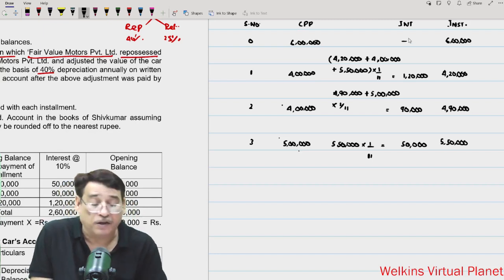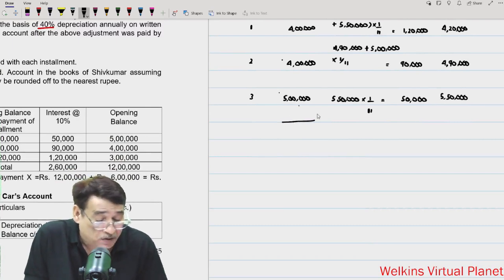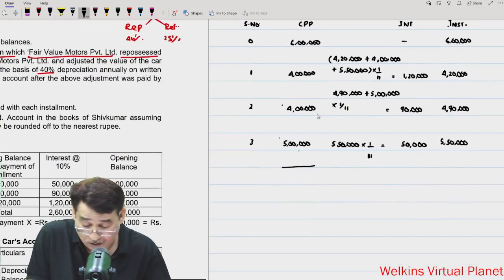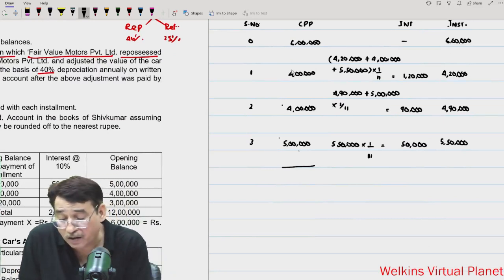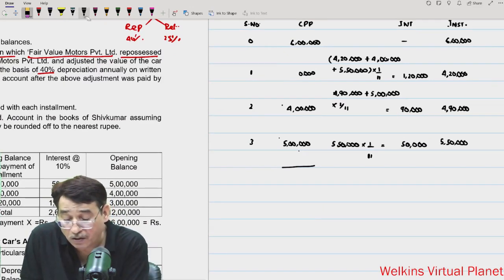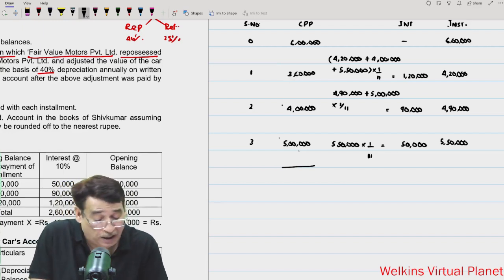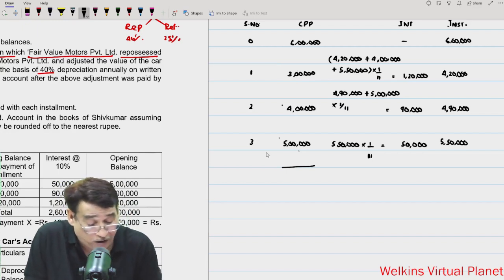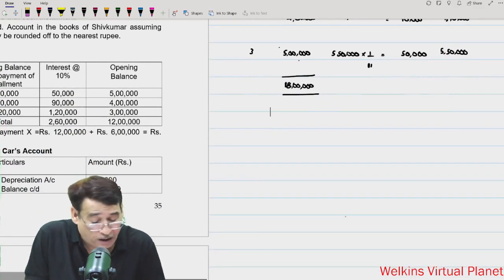No interest, correct? So now you can add all these items. 6 plus 4, 10. And how much? Sorry, I have written here 4 lakh. Just wait. 420 minus 120 is 3 lakh, in fact. So 6 plus 3 is 9, 9 plus 4 is equal to 13, 13 plus 5 is equal to 18. So 18 lakh is your cash price.